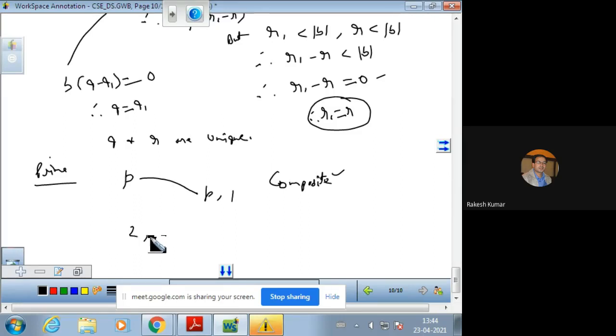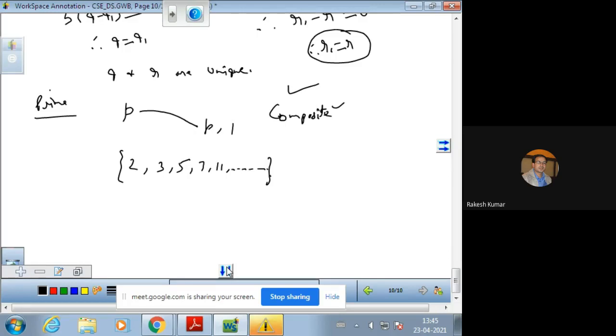The least prime is 2, 3, 5, 7, 11 and so on. This is the set of prime numbers, and the numbers which do not come in this set are composite numbers. So this is the difference between a prime and a composite number. So we can say that 15 is a multiplication of 3 and 5. So 15 is a composite number and its factors are 3 and 5.